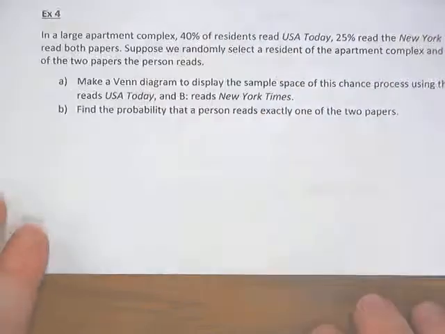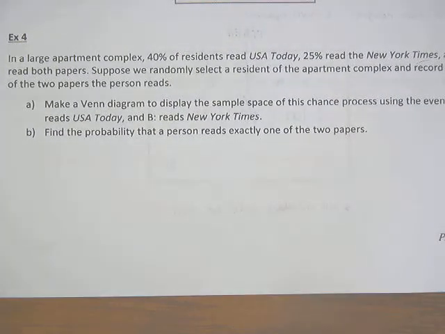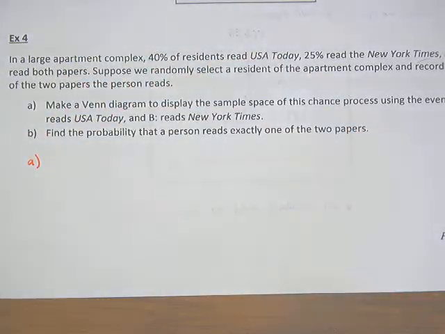Okay, lastly, example 4 is going to have you actually draw a Venn diagram. In a large apartment complex, 40% of the residents read USA Today, 25% read New York Times, and 5% read both. Suppose we randomly select a resident of the apartment and record which of the two papers the person reads. Part A says, make a Venn diagram to display the sample space. A is going to be reads USA Today, and B is going to be reads New York Times. And then we'll use our Venn diagram to answer part B.